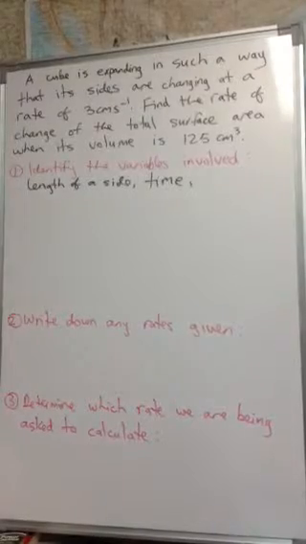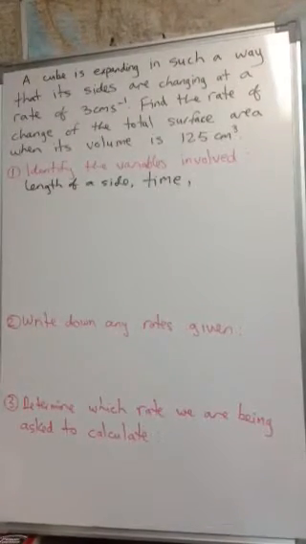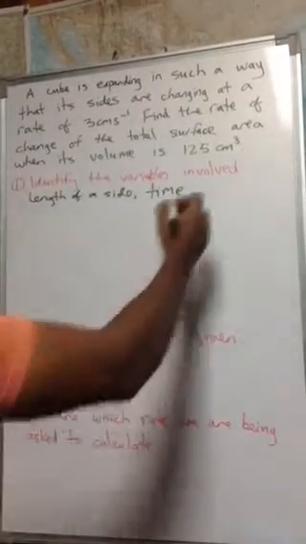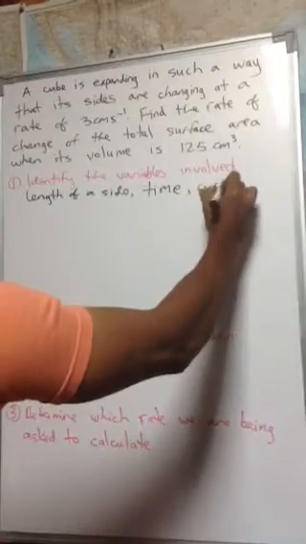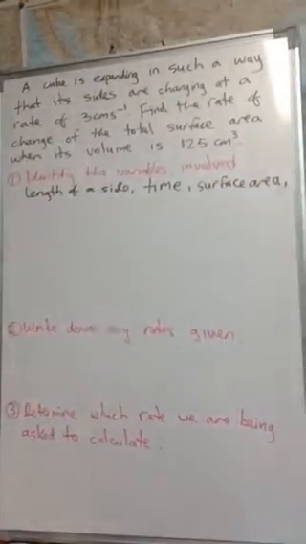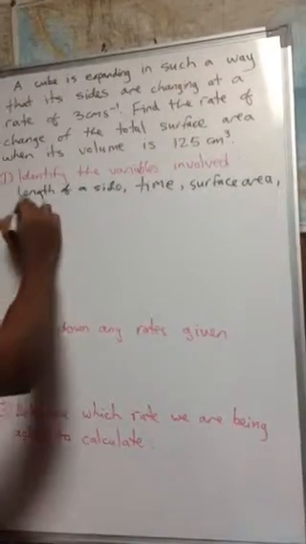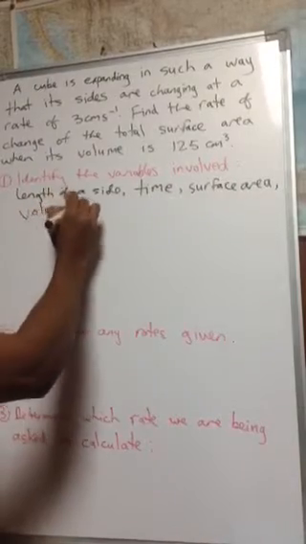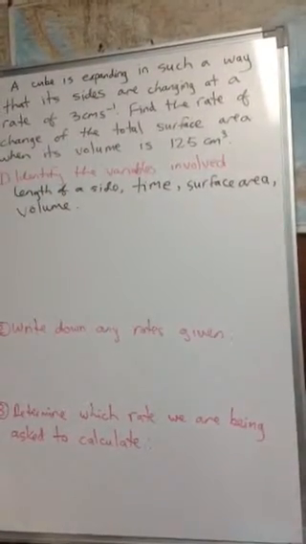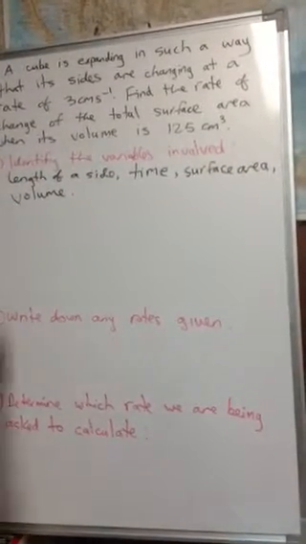Reading on. Find the rate of change of the total surface area. Total surface area is another variable. When its volume is 125 cm cubed. So this question makes mention of 4 different variables. We should denote each one with a symbol.